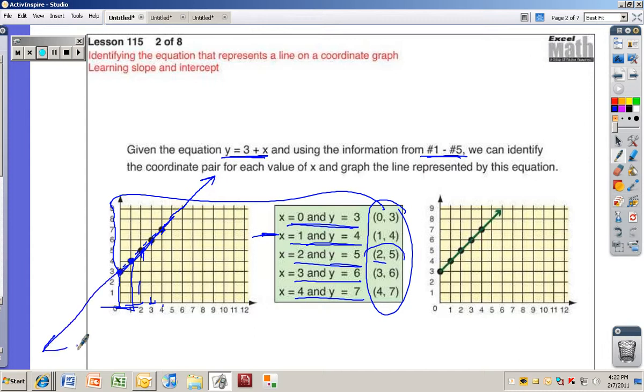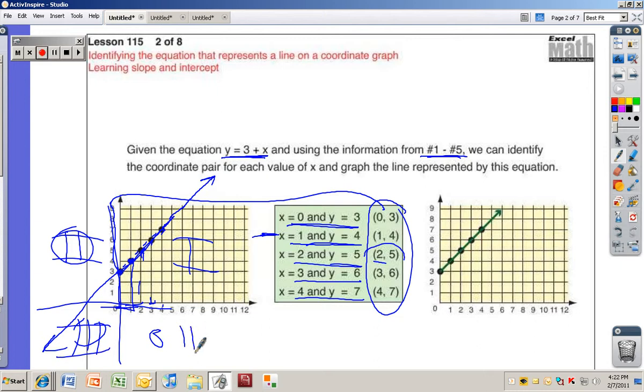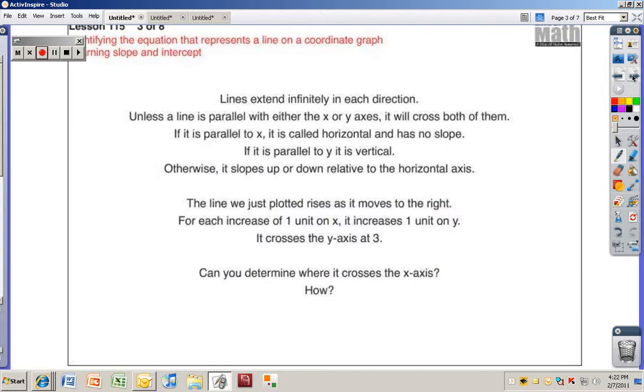And just a little while ago, we learned about the 4-coordinate graph with the negative numbers in these spots over here. Remember that? This is quadrant 1, this is quadrant 2, quadrant 3, and quadrant 4. A little review for you of the 4-quadrant graph. Lines extend infinitely in each direction. We just said that, right? Unless a line is parallel with either the x or y axis, it will cross both of them.